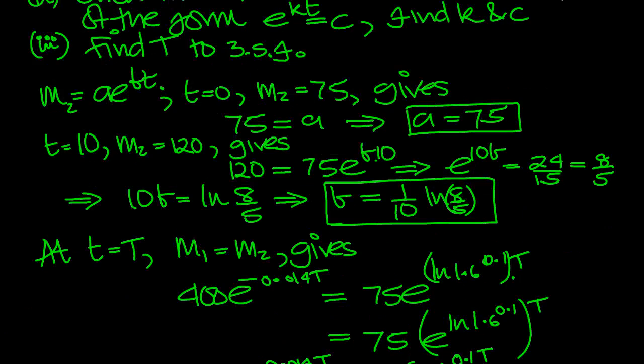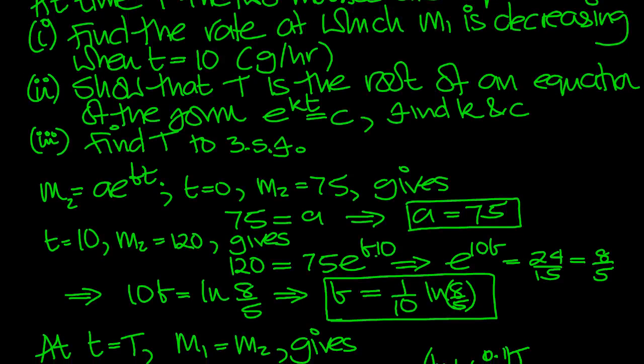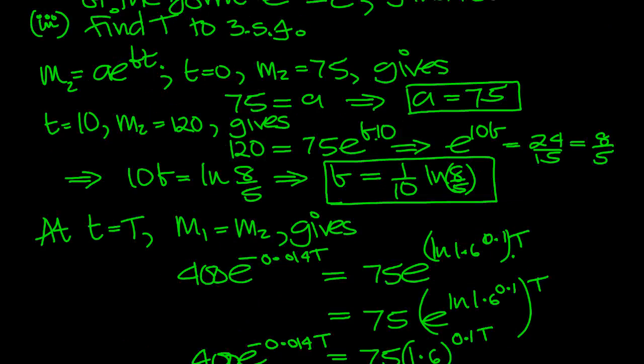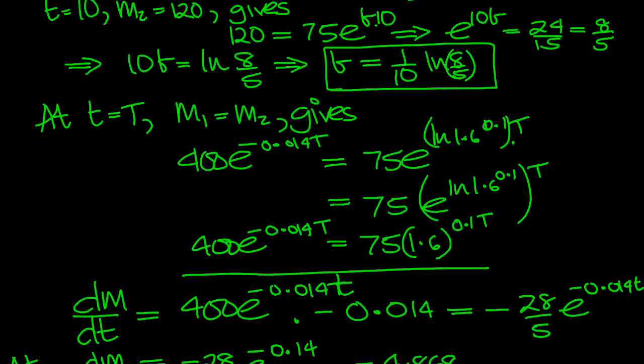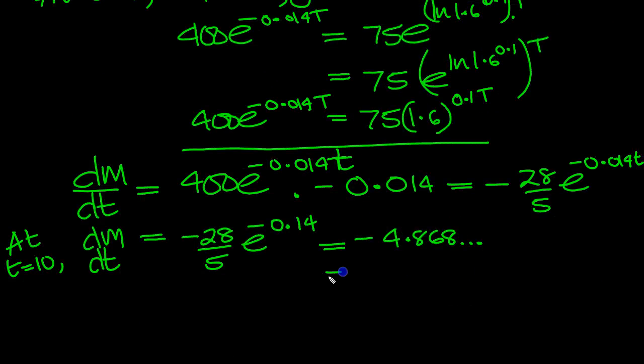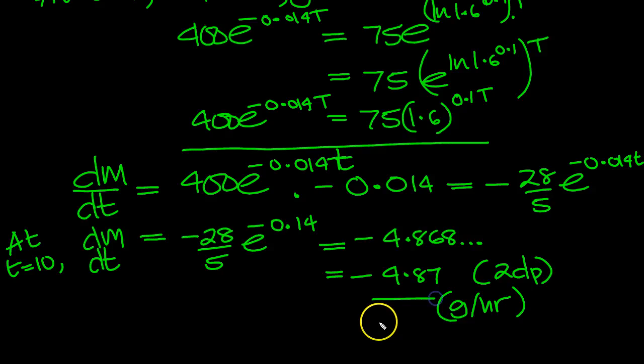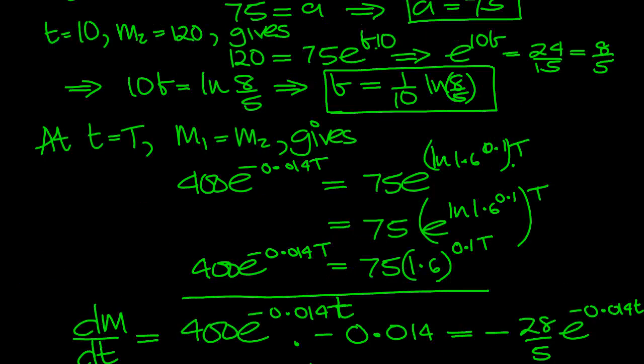Now what did it want the answer to? Let's have a look. When t is 10, in grams per hour. It doesn't say. And that's equal to minus 4.87 to 2 decimal places. And that's grams per hour. Okay, so that's the rate of decrease.